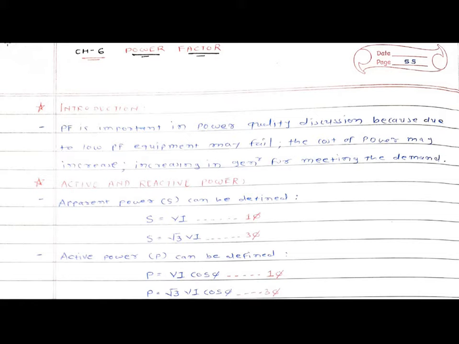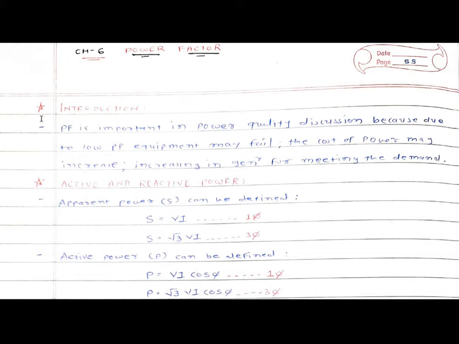So first of all, what is power factor? Power factor is nothing but the cosine of the angle between the voltage and current. Another definition of the power factor is R by Z, means resistance divided by impedance. And the last definition for the power factor is in the form of powers. So power factor is given by P by S, active power divided by apparent power S.